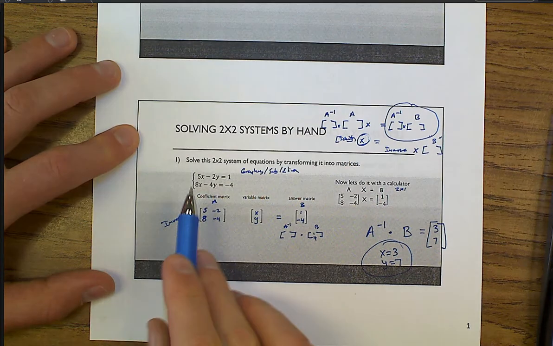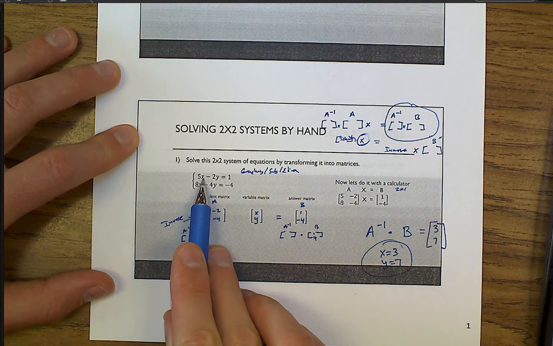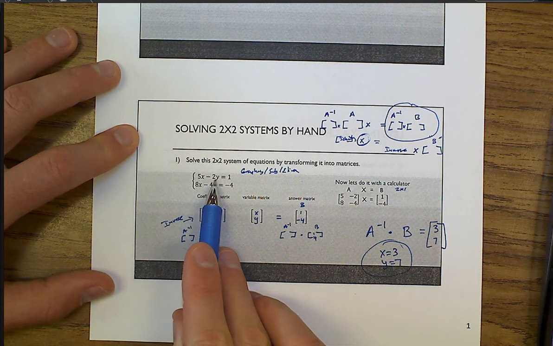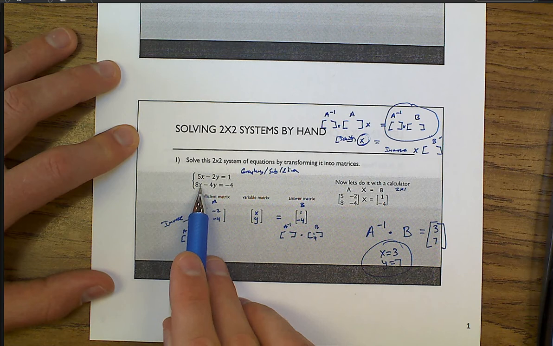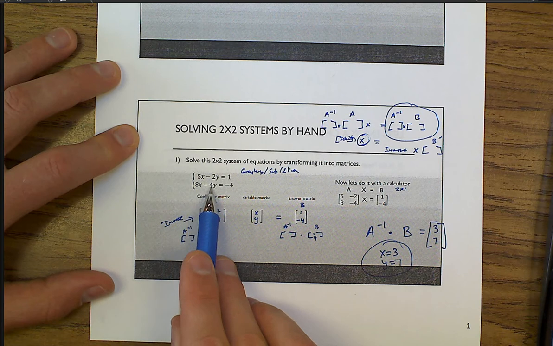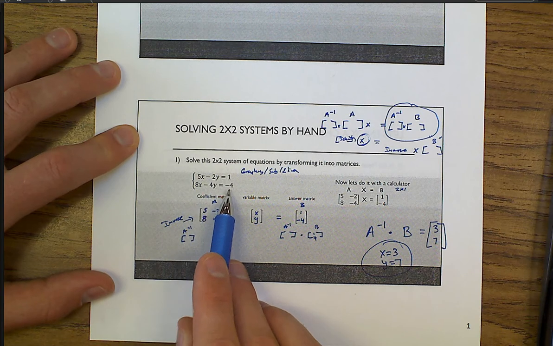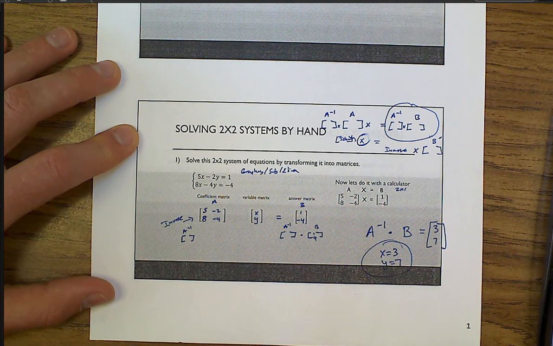Okay? And you can check it. 3 and 7. 5 times 3 is 15. 15 minus 14 is 1. 8 times 3 is 24. Minus 4 times 7 gives you the -4. Okay? That's how easy that can be. So let's turn the page. I think I have another one here for you.